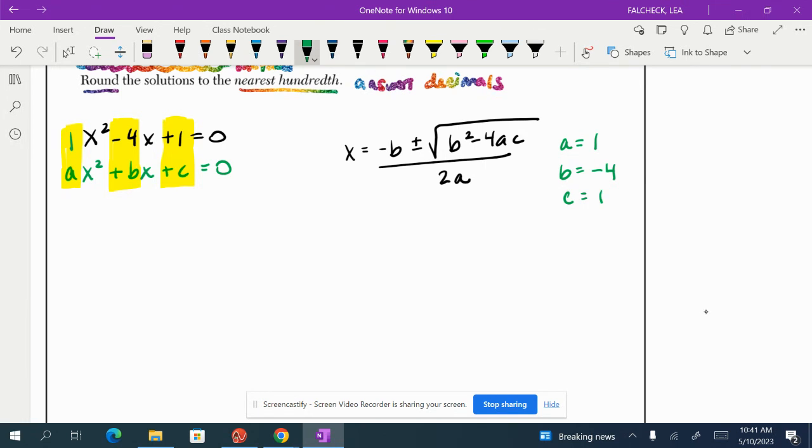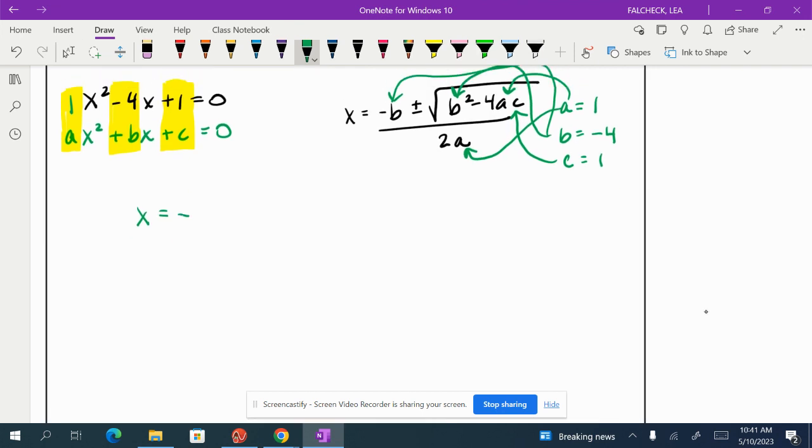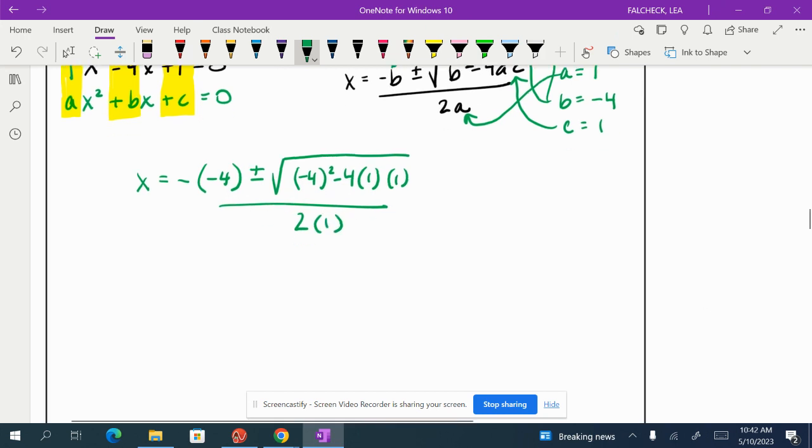We're going to substitute those A's, B's, and C's into the quadratic formula where we see them, and we are going to use the appropriate parentheses to make sure that we don't mess up the signs, okay? So we've got x is equal to negative b, b is negative 4, he's going to go right in there, plus or minus the square root of b squared minus 4ac all over 2a.